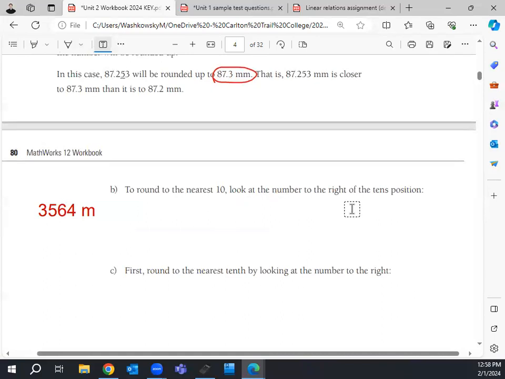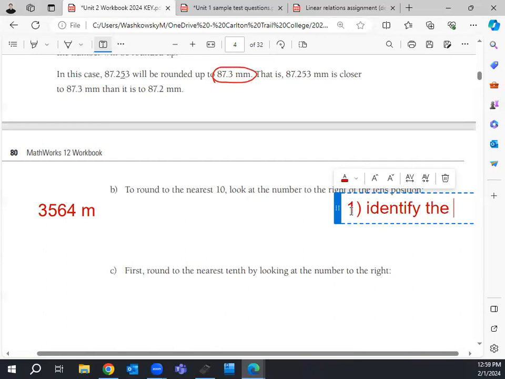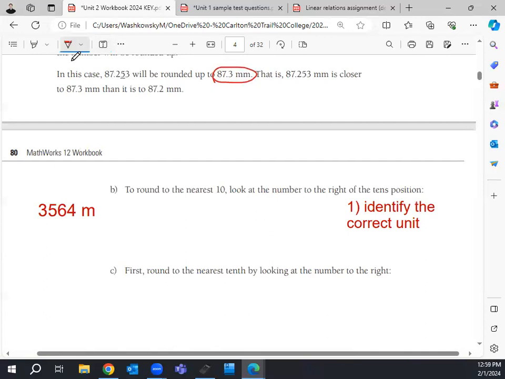So the first thing I always do here is identify the correct unit. You can write this if you want to. I'm going to figure out which one is the actual tens in this case. Now, you notice there's no decimal place here, right? So I didn't say tenth, T-H. I said tens, S.